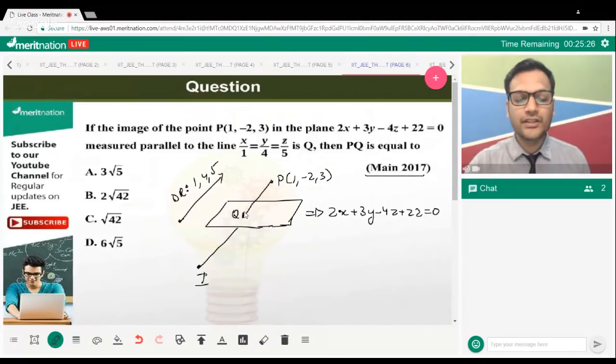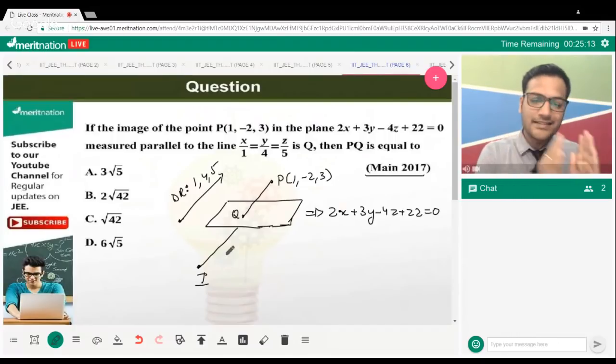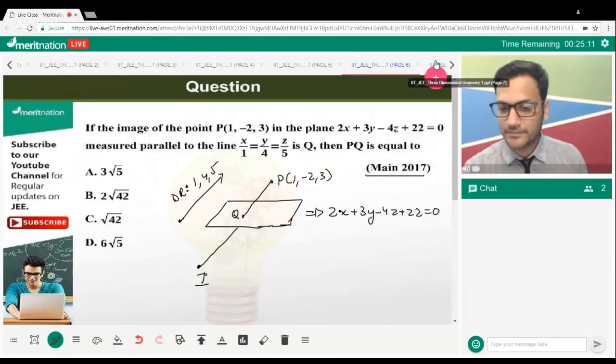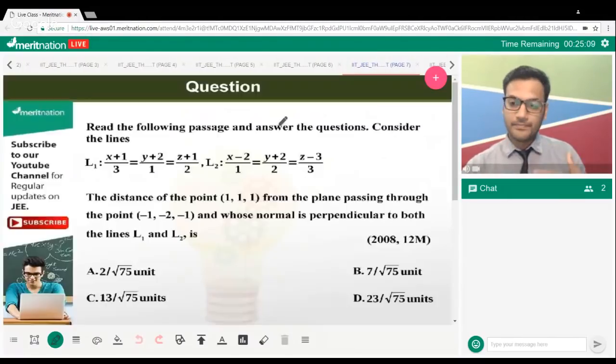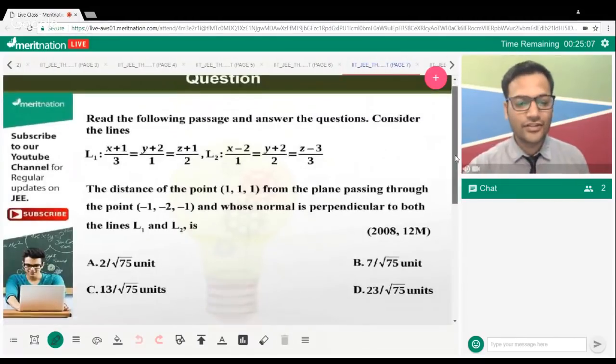Calculate distance PQ. That will not be the answer. The answer will be PI. So double of PQ, you will get PI. I hope most of you will be able to calculate this answer as well. It's a very, very simple thing. You need to apply the same strategy to get down to the answer to this question. So make yourself very comfortable in all such questions.